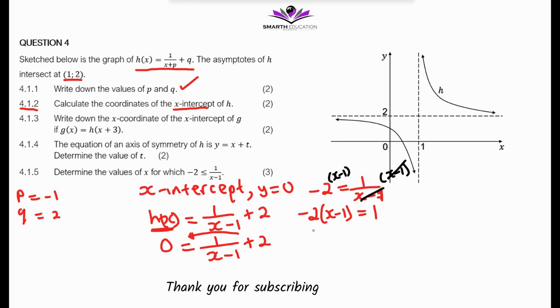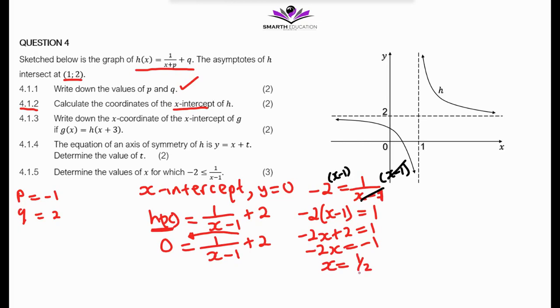So let's distribute -2: -2x, -2 times -1, +2 is equal to 1. Then -2x, we subtract 2 from both sides of the equation, is equal to -1. -2x is equal to -1. Then we divide by -2 on both sides of the equation. So it becomes x is equal to 1 over 2.